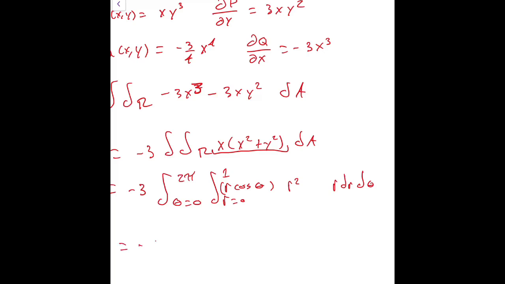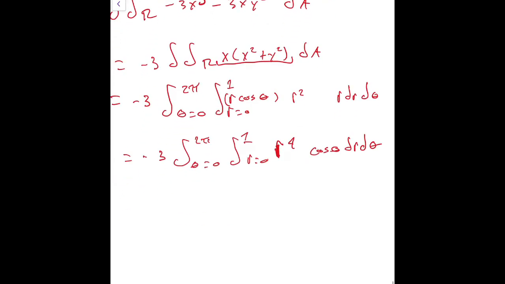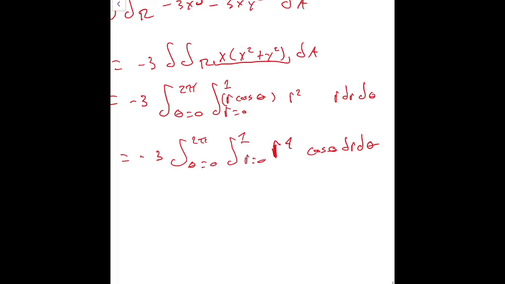I'm not going to do this integral. This is the integral theta equals 0 to 2 pi, r equals 0 to 1, looks like r to the power of 4 cosine theta dr d theta. And that is an integral that you can do on your own. But again, this is just a Green's theorem problem.